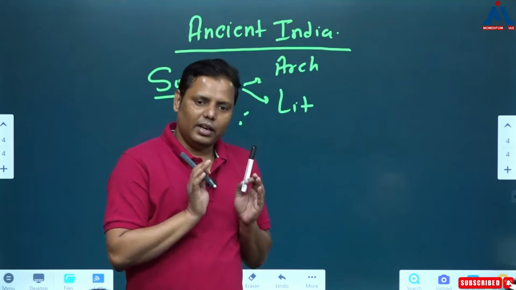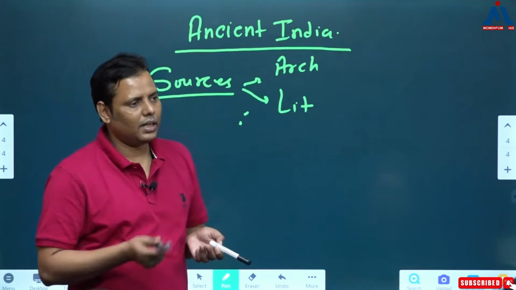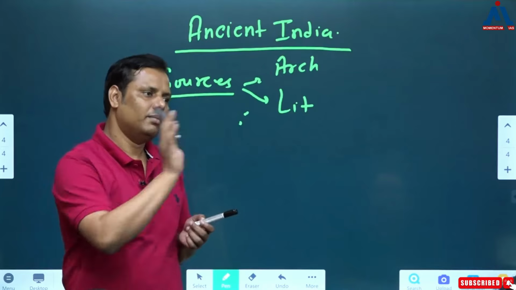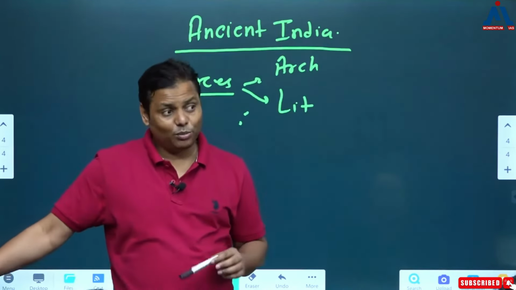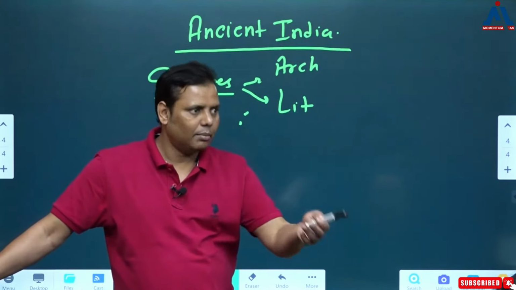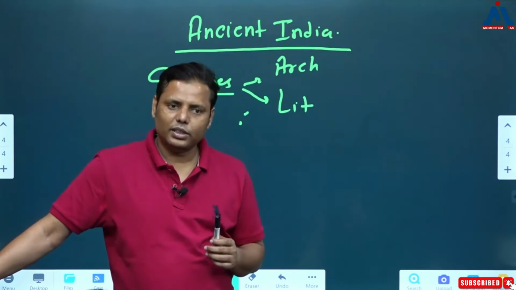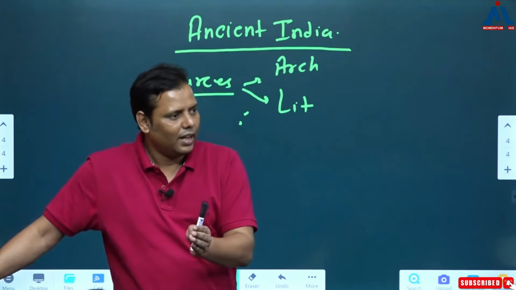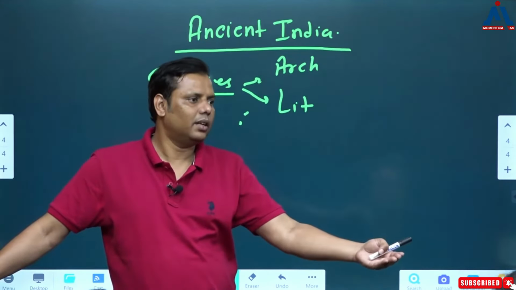Whenever the point of interpretation comes, it becomes highly subjective, because you might interpret it in a very different way, and my interpretation would be way different from your interpretation. It's quite possible. But when it comes to literary sources, of course there are so many problems. Even the interpretation of literary sources can be different, but you have to keep in mind that ultimately the things are written in the literary sources, okay?